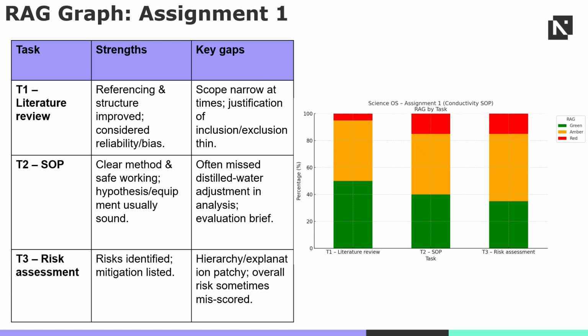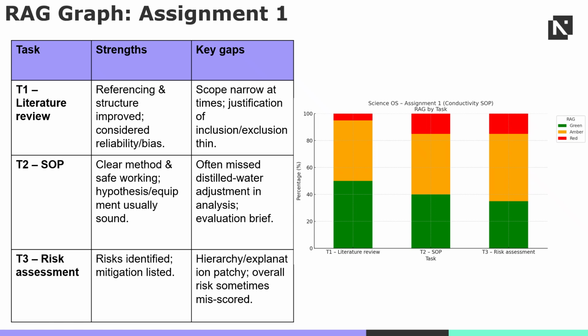Learners sometimes pasted generic risks without who might be harmed, the likelihood multiplied by the severity, or the residual risk after controls. What good looks like is each hazard gets a who or why, the control at the right level, so eliminate, substitute, engineer, admin, PPE, and a before and after risk rating that is consistent with the narrative.